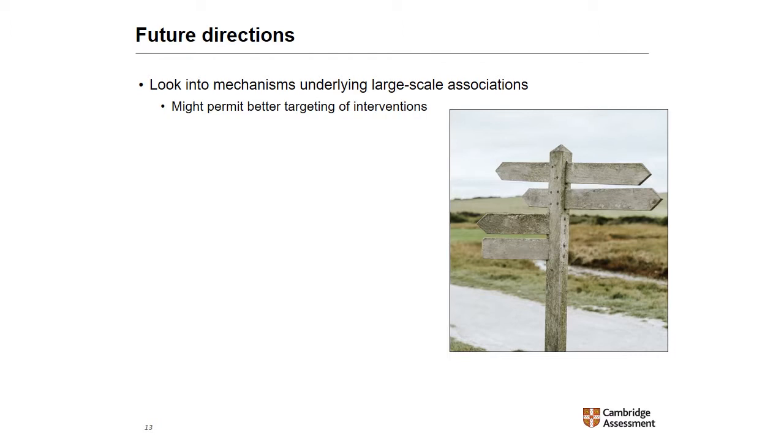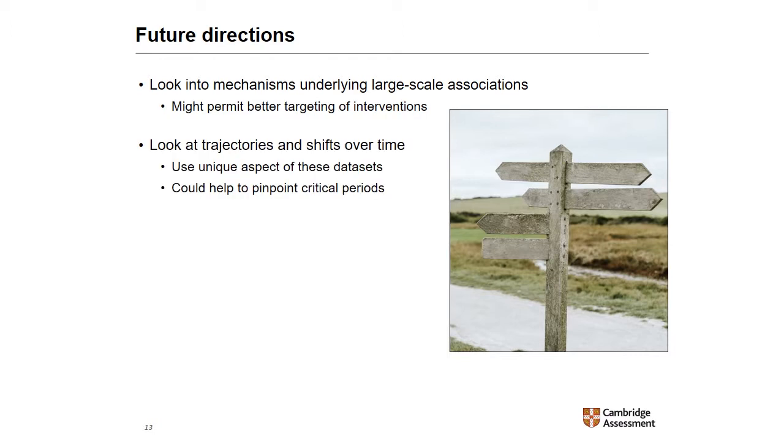Why might we do this? Well, although it might not always be the case, it might help to better target particular interventions. So if we're thinking why a particular group of people may not attain as highly as we think they should, maybe looking into the mechanisms might help to design and target interventions to help that group, for example.